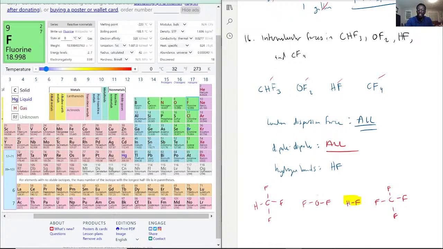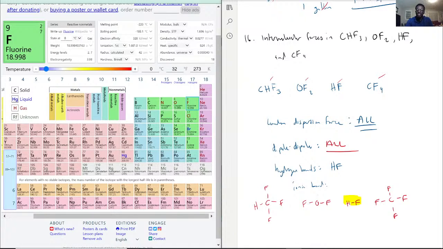And now, last but not least, ionic bonds. Technically, that's not an intermolecular force, so we don't mention that one. It kind of serves as both. But do we see any metals and non-metals? No. So that one is none. None of them have that. So I'm going to actually list it here anyways.